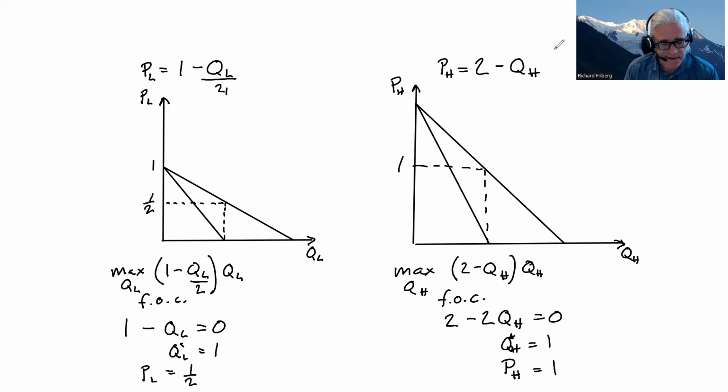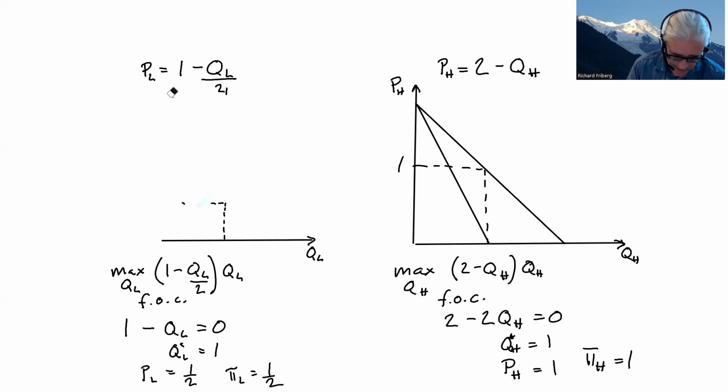Okay, so in this segmented case, we can see that the profit from the low group is quantity times price, so call that PL, equals 1/2. From the high group, 1 times 1, so PH equals 1. Okay, so this is the setting if the markets can be segmented.